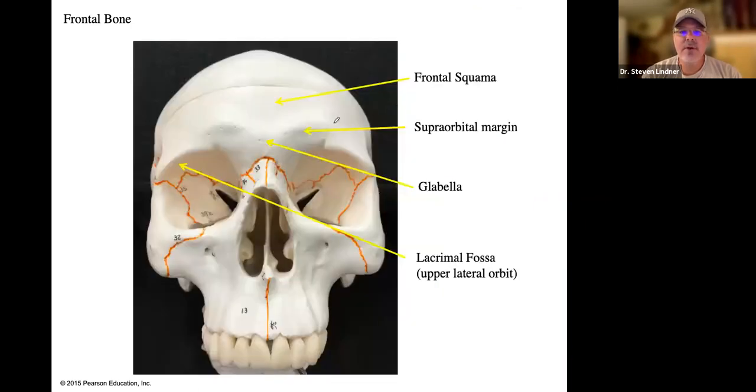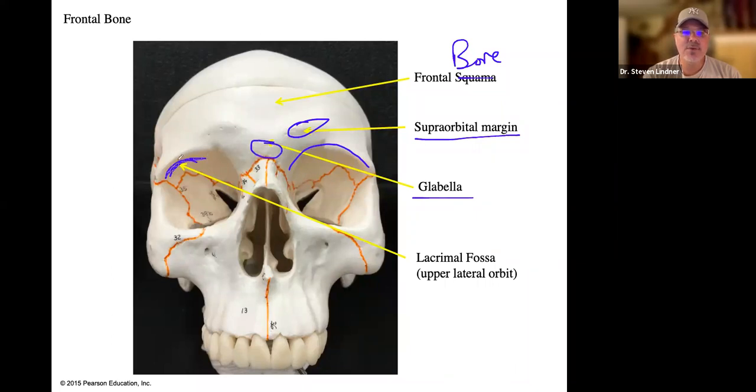When we look at the bone itself, here is the frontal bone. Let's remove squama and call it the frontal bone. Here's the supraorbital margin right there. This is the supraorbital ridge right here. Here's the glabella right in the center. That's the glabella. And here's the lacrimal fossa.